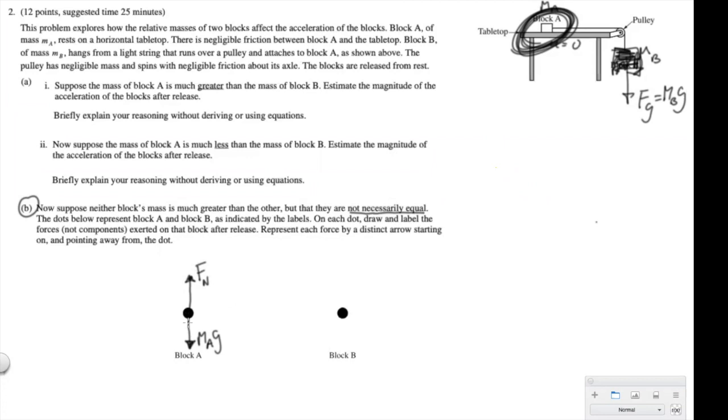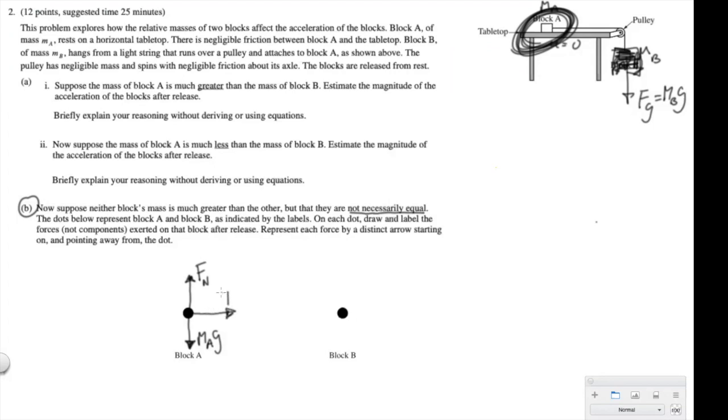Oh, and be careful. Is block A accelerating vertically? You know, if you look at block A sitting here on the table, is block A accelerating vertically? Nope. So you want to be careful to draw these 2 force vectors the same length, and that would show that they cancel. Okay? And then the other force is going to be tension.